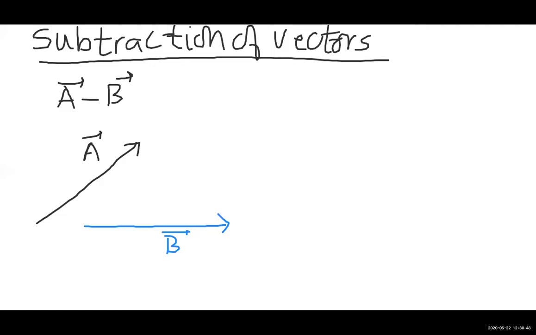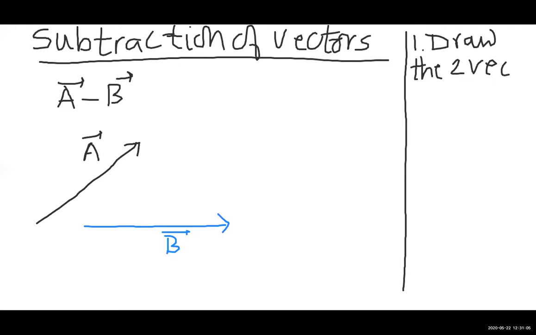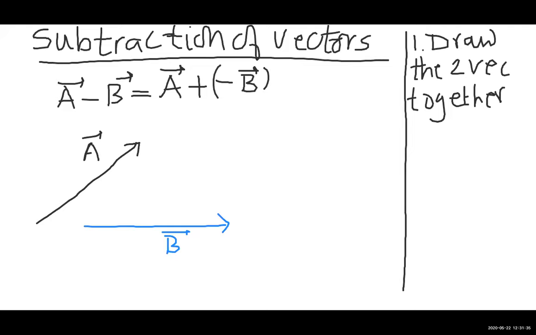A माइनस B निकालने के लिए जो स्टेप्स होंगे वो बिल्कुल सेम है एज बिफोर. So step number one would be to draw the two vectors together. Okay, so we have to draw the two vectors together. But which two vectors? Right? If you look carefully at this A minus B, then it is really A plus minus B. These are the two vectors.